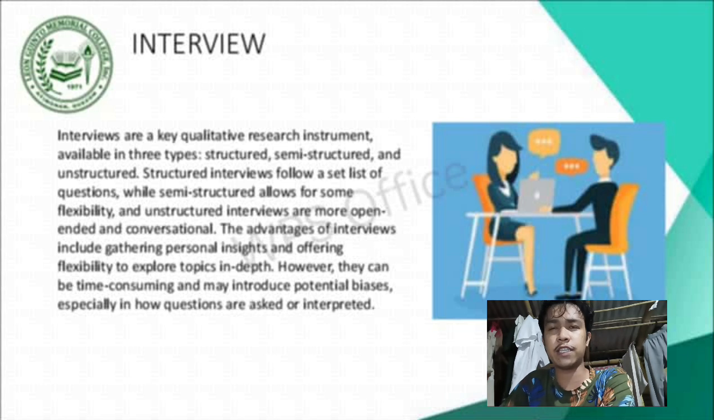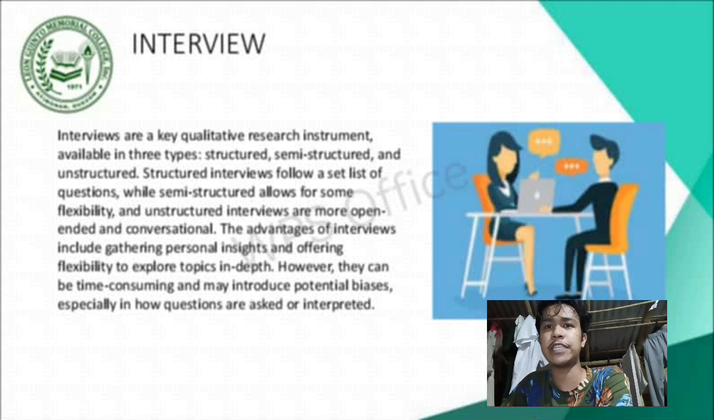Next is the semi-structured interview. These have a few planned questions, but the interviewer can also ask follow-up questions. This gives more freedom to explore interesting ideas as they come up. Last is the unstructured interview. These are more like casual conversation. There are no fixed questions, and the goal is to let the person speak freely and share their thoughts in detail.